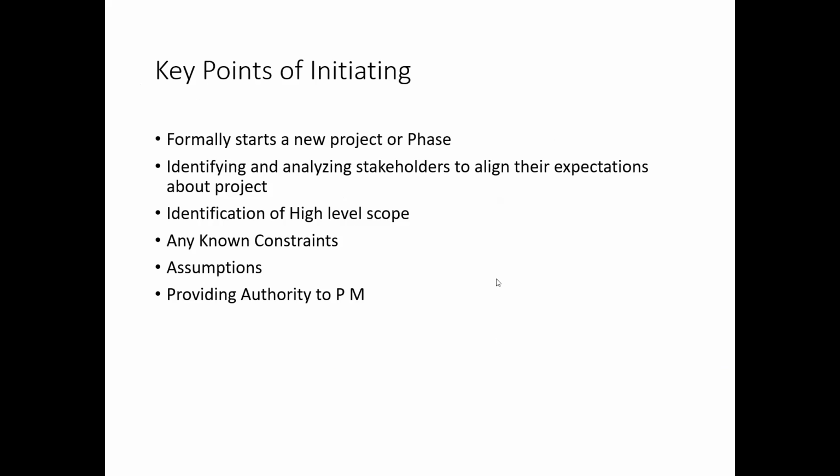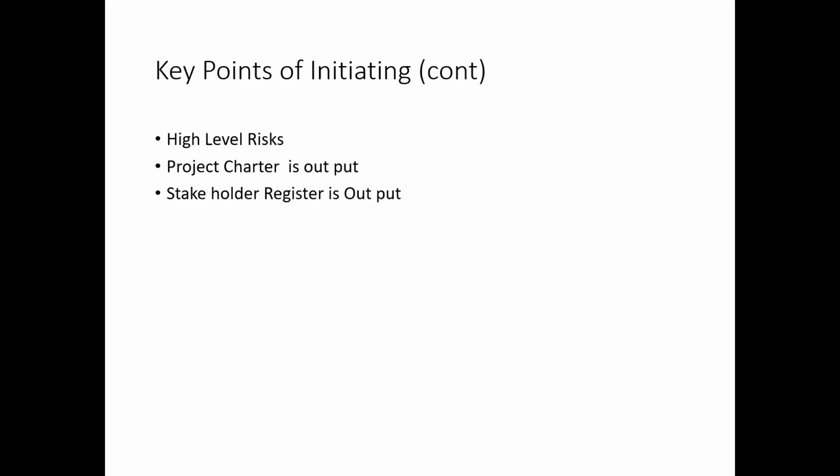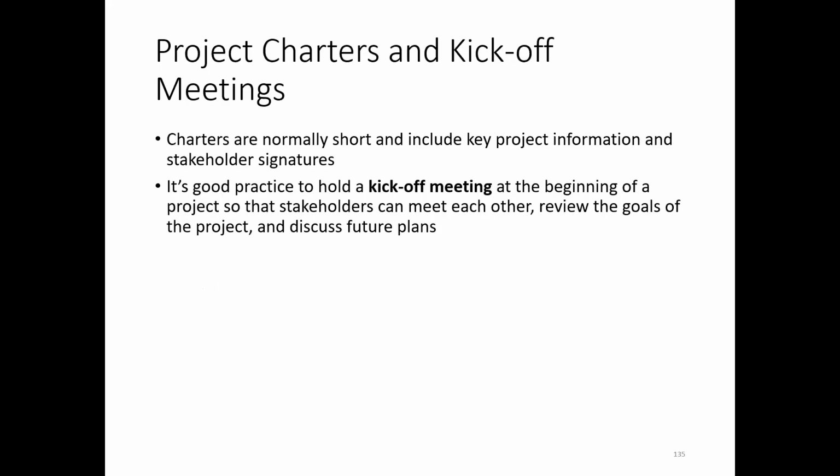So what are the key points of initiation? So we should formally start the project and then identify and analyze the stakeholders to align their expectations. And then identification of high level of scope and any known constraints and assumptions, and providing authority to the project manager. So these are the key points for the initiation. And then we have high level of risk. We should know the high level of risk. We should know the project charter as an output. And then the stakeholder register should be there as an output.